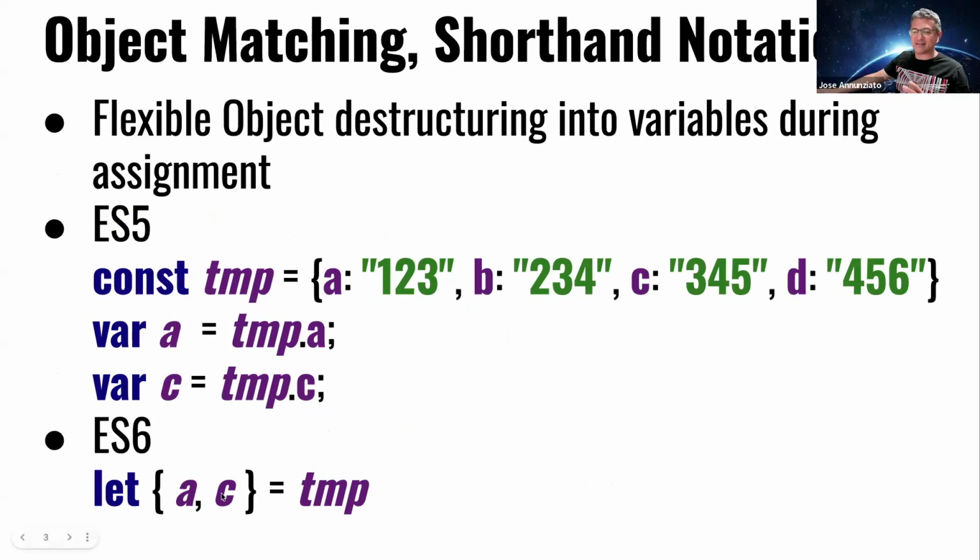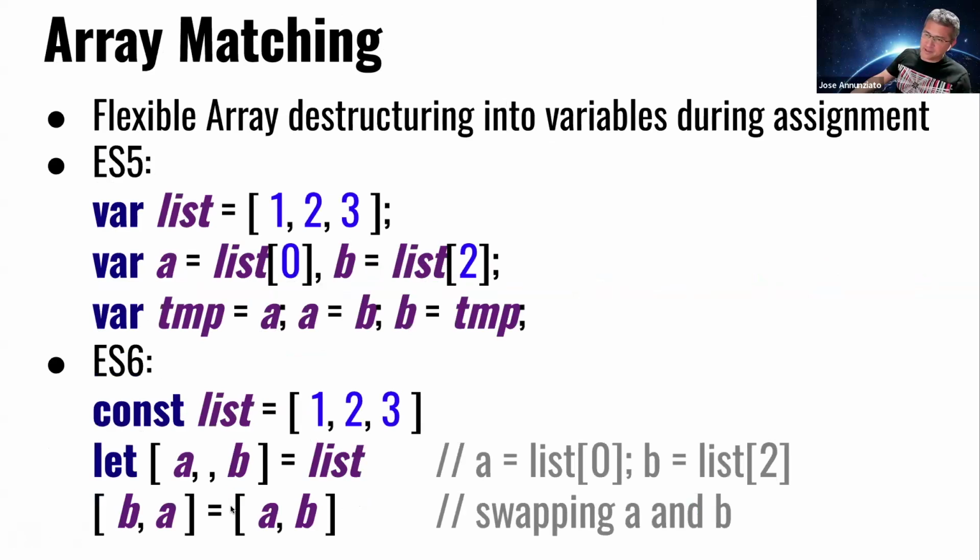So this A and C are matched against the properties A and C. So the names are crucial. They have to match if you're extracting things. Now the position that they are in is irrelevant. So you could say A comma C, or you could have said C comma A. The order doesn't matter, the position doesn't matter, but the name matters, as opposed to the array, where the position matters, but the name doesn't.